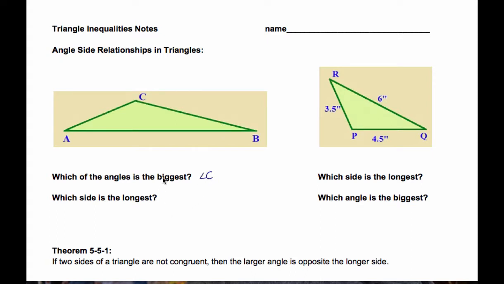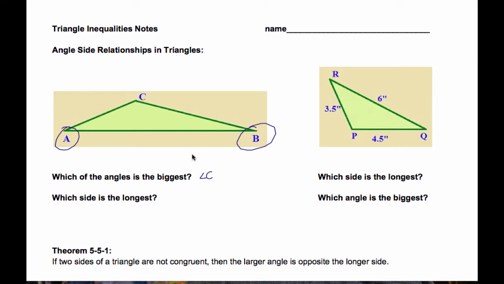Now, normally I don't have you look at things and say, oh, that one looks like it's 90 or that looks bigger. But in this case, we're making an exception because we're just looking at this triangle for what it is. Which one's the biggest? It's C. Obviously, A and B are acute, so C, this obtuse angle, is the biggest.